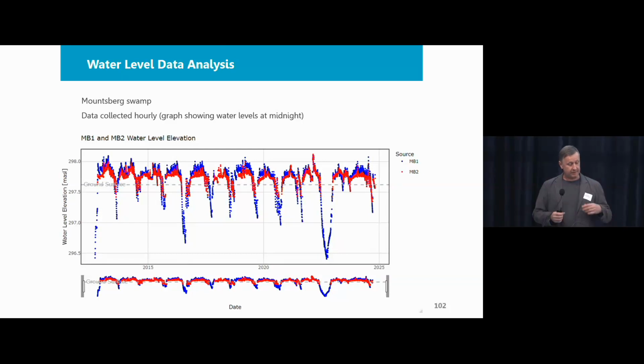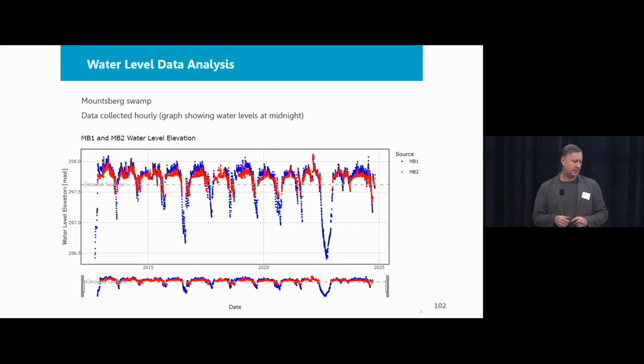In this graph, we've got a shallow groundwater monitor and a wetland hydroperiod monitor. The red dots are the surface water level. The blue dots are shallow groundwater levels. What's interesting in this graph is that blue dots quite often are above the red dots, which means shallow groundwater has a higher head than the surface water level, which suggests that there is some potential for groundwater discharge in this wetland.